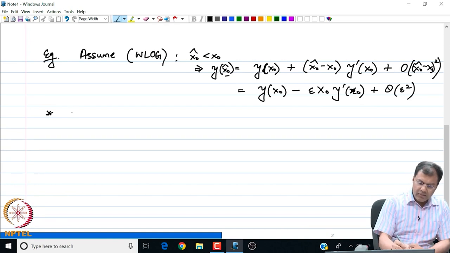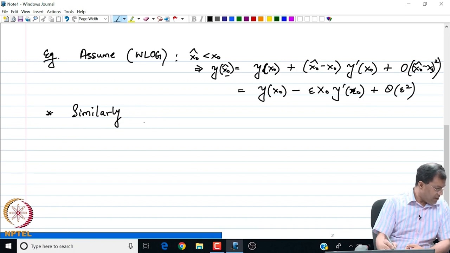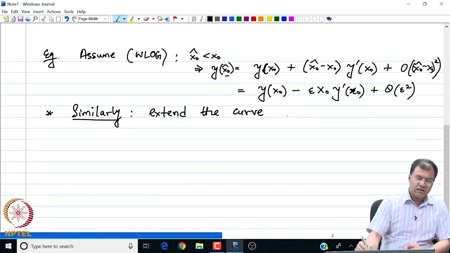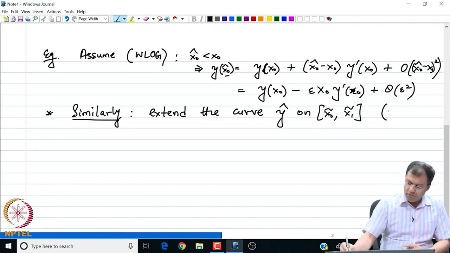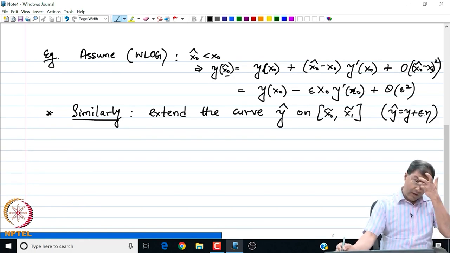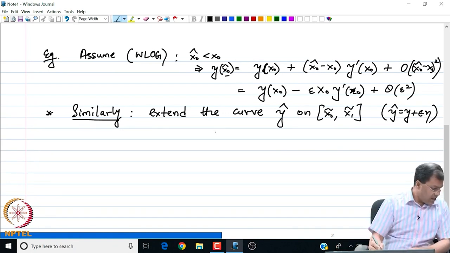So, a similar exercise can be done to extend my perturbed function. Similarly, I extend this perturbed function without writing the entire formula. I have shown the exercise for y, and I assume the students will be able to do the similar exercise for y hat. So, we extend the curve y hat on the interval x naught tilde, x 1 tilde, where my y hat is y plus epsilon eta.